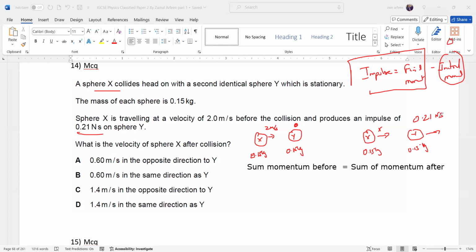Now, we use the conservation of momentum. The sum of momentum before is equal to the sum of momentum after. So what is the momentum of X before collision? It will be 0.15 times 2, because the mass is 0.15 and the speed is 2, plus, for Y, the mass is 0.15 and the velocity is 0, because it is not moving. Then the momentum of X after is 0.15 multiplied by the velocity.